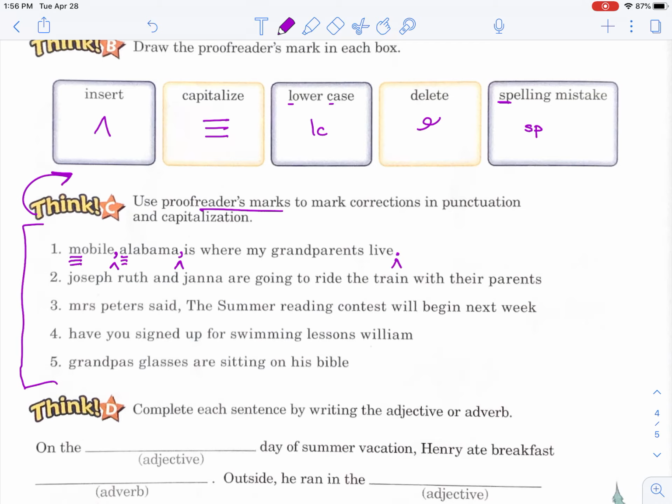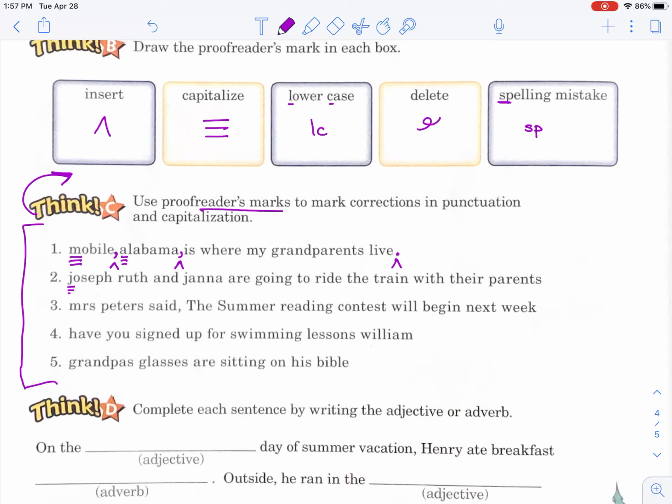Punctuation. Okay, number two. Joseph, Ruth, and Jana are going to ride the train with their parents. Now, there could be a boy whose first name is Joseph and middle name is Ruth. That would be weird. I don't see many moms naming their boy Joseph Ruth. So it's probably what? A list. There's probably three kids. There's probably Joseph, Ruth, and Jana. So that's a list. So let's look at what we need in this list.